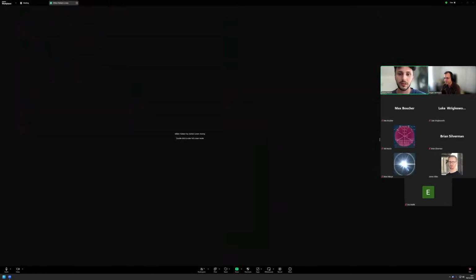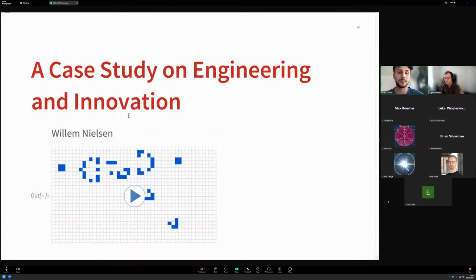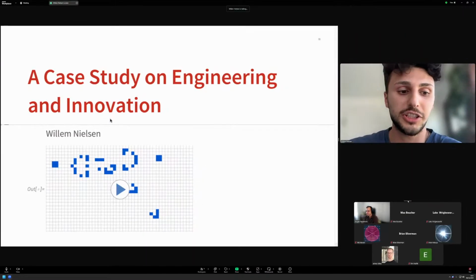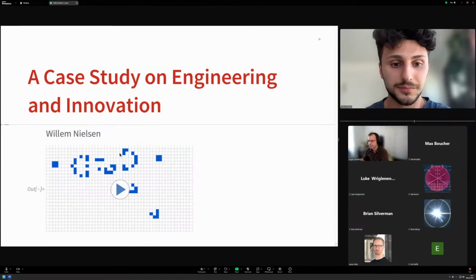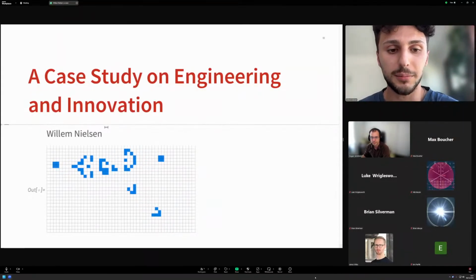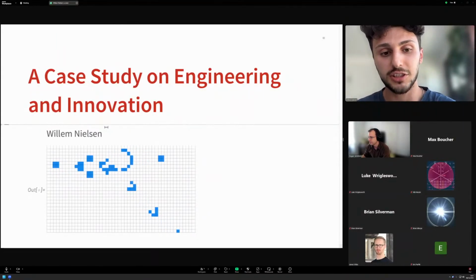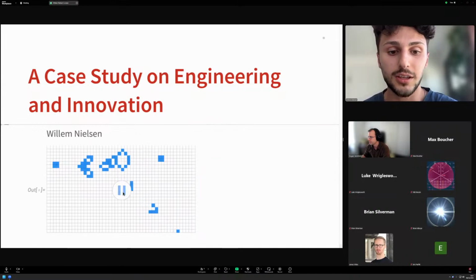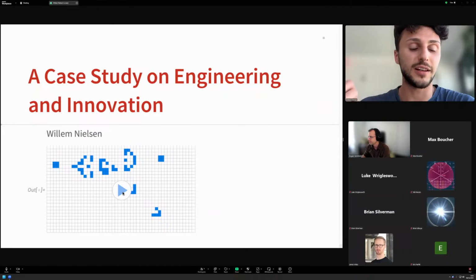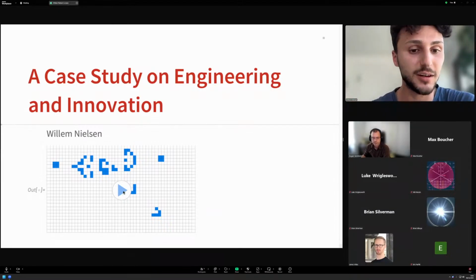Okay, so I'm just going to be talking about the recent work I helped Stephen Wolfram with, a case study of engineering and innovation using the game of life. This is one example of what the game of life is. Basically, it's just a 2D cellular automaton. You have a discrete grid of cells, and you run those cells, thinking of it like time. So you can represent that as a video, like this one.